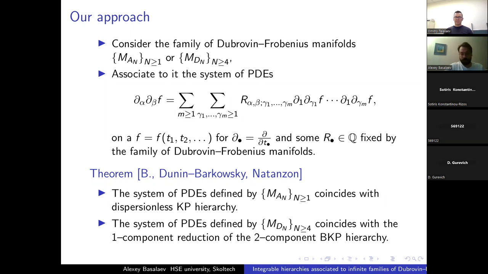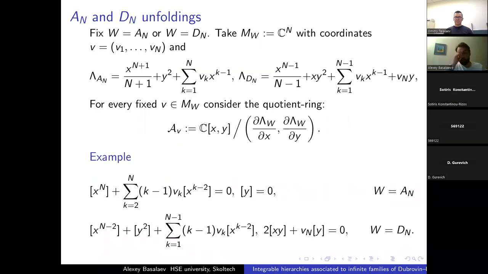So, okay, how does it go? First of all, let's see what the Dubrovin-Frobenius manifolds of A and D type are. I am not going to explain what a Dubrovin-Frobenius manifold is. In general, I'm not going to tell the story of that. We don't need that.